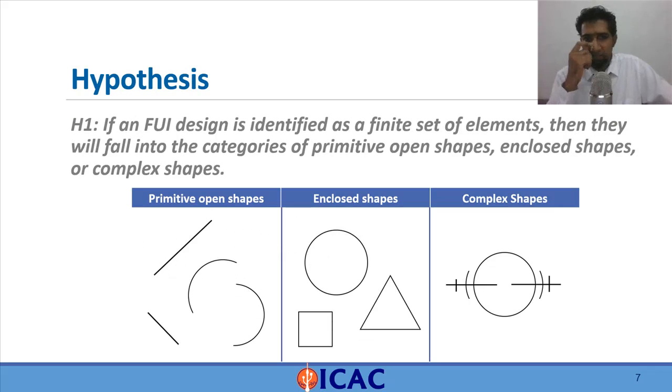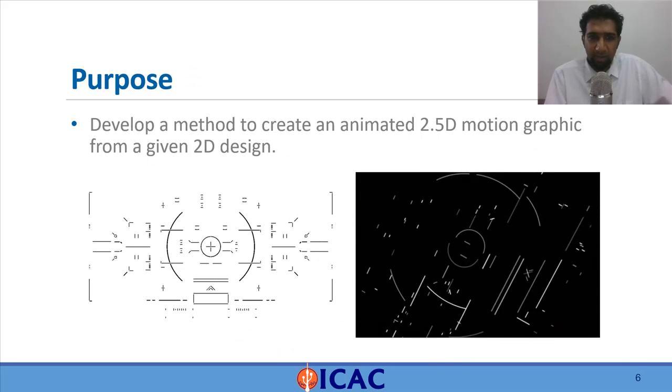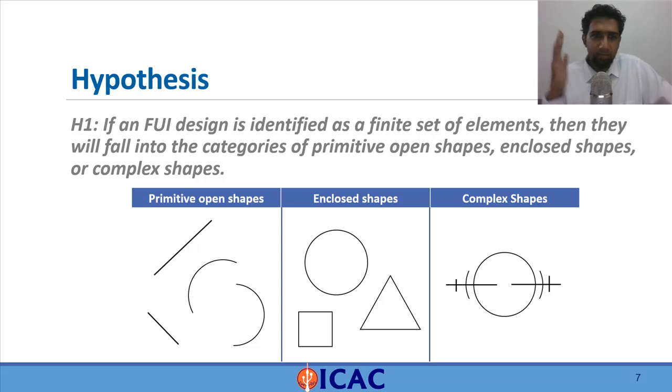The main hypothesis, hypothesis one, is that given a 2D design, you can decompose it into individual shapes that are either simple open shapes like lines and arcs, or enclosed shapes such as circles or squares, or complex shapes such as the one here, which is several shapes overlapping with each other.